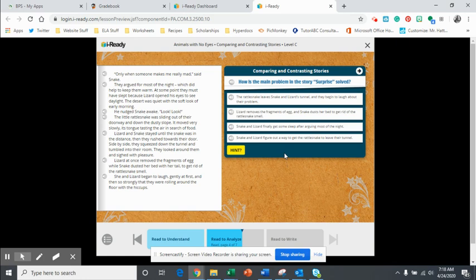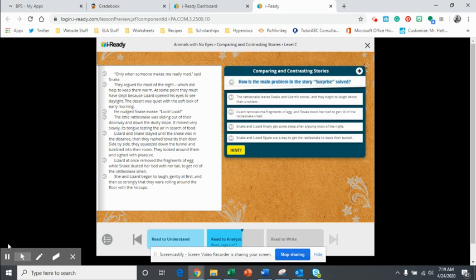The rattlesnake leaves snake and lizard's tunnel, and they begin to laugh about their problem. The lizard removes the fragments of egg, and snake dusts off the bed to get rid of the rattlesnake's smell. Snake and lizard finally get some sleep after arguing most of the night. Snake and lizard figure out a way to get the rattlesnake to leave their tunnel. Now, two of those right away you can eliminate, right? And then the third one is kind of, well, that's a little bit of the story, but it's not the whole story. All right?